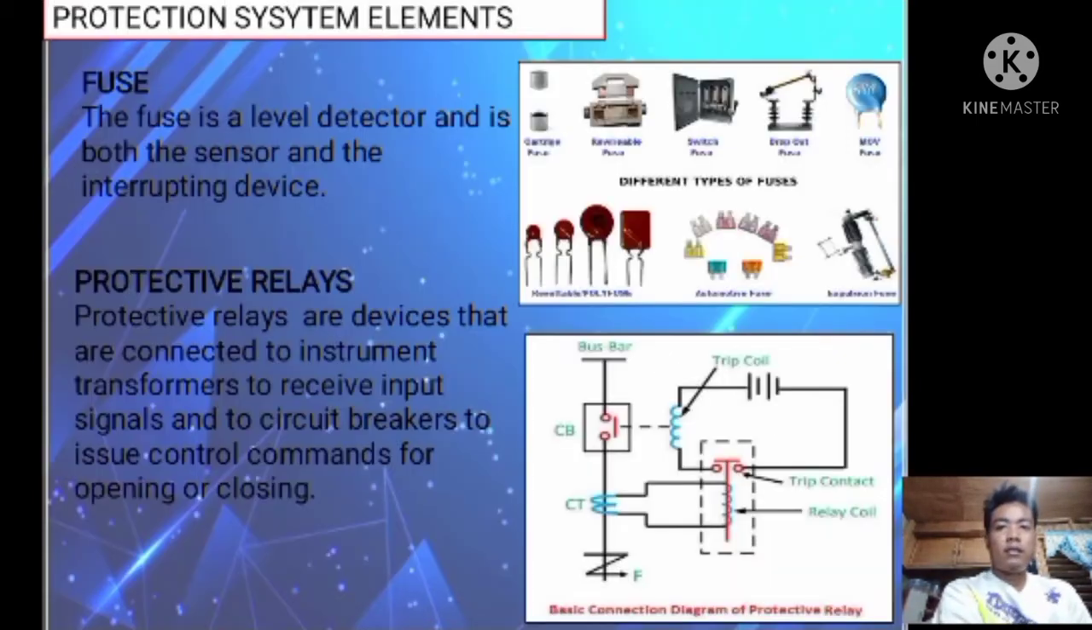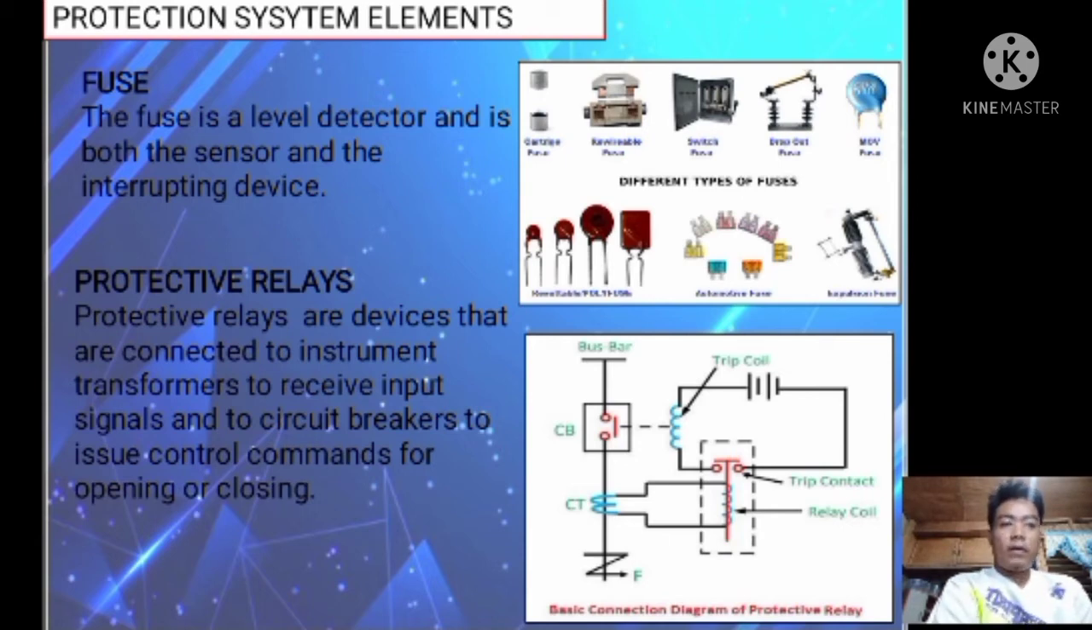So next, for protection system elements, first yung fuse, kung saan yung fuse is a level detector and is both the sensor and the interrupting device. So yung fuse ay ito yung isa sa mga protection ng bawat lines or power system ng ating transmission line and the distribution system.